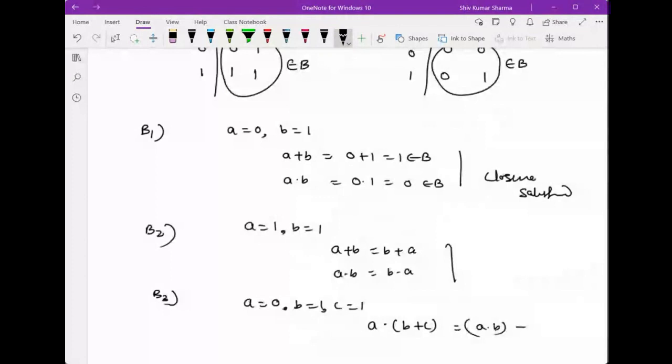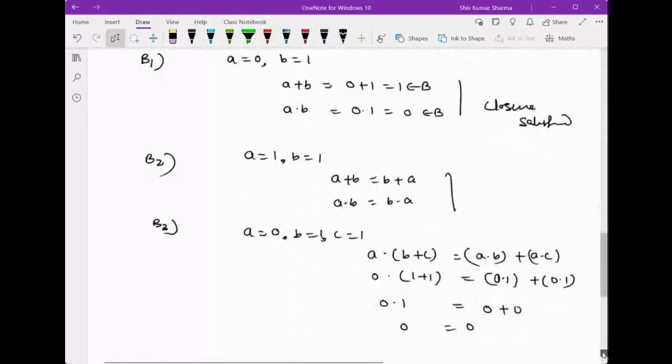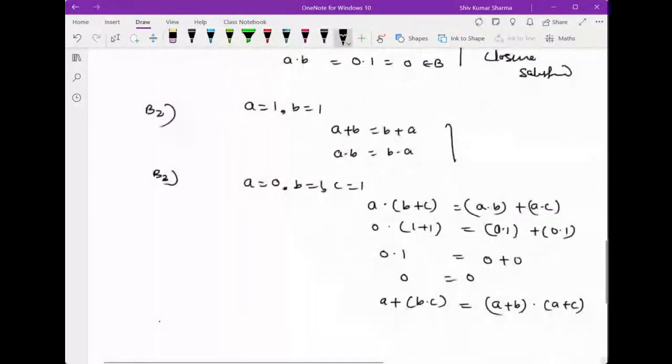So here we write 0 into (1 plus 1) is equal to 0 into 1 plus 0 into 1. So 1 plus 1 is 1, so 0 into 1 equal to 0, and 0 plus 0, so 0 equals 0. Means satisfied. Similarly, you can proceed for addition. Addition means you write A plus B into C as (A plus B) into (A plus C). So this is also satisfied. Okay, so distributive is satisfied.